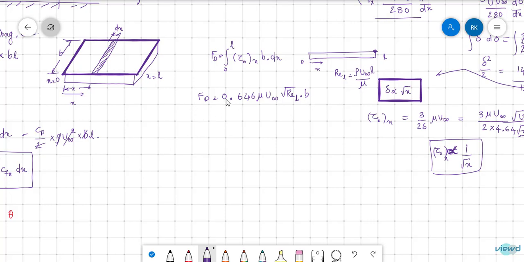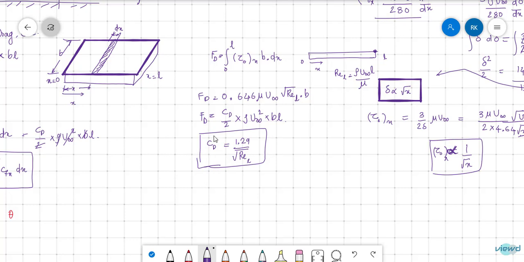So that is the drag force. Drag force, we also know that CD by 2 into rho u infinity square into BL. So we also know this. From these two, by equating these two, we can get CD is equal to 1.29 divided by Reynolds number at L. So this is the value of CD.